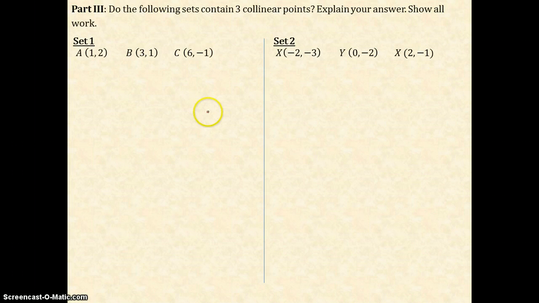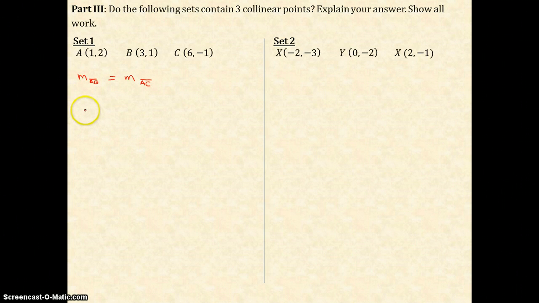So now, do the following sets contain 3 collinear points? If these 3 points are collinear, that means that the slope of line AB is going to equal the slope of line AC. Because imagine you have a point A and it goes to point B along a certain slope. Say point C has the same slope coming out of A. That means you're leaving A at the same trajectory and eventually you're going to hit C. If AB and AC have the same slope, since they both go through A, that means that B and C are on the same line.